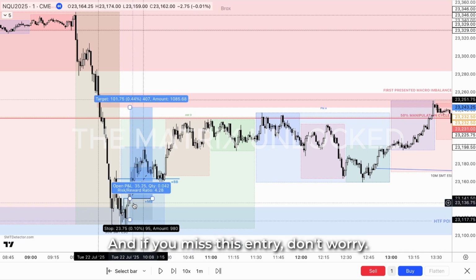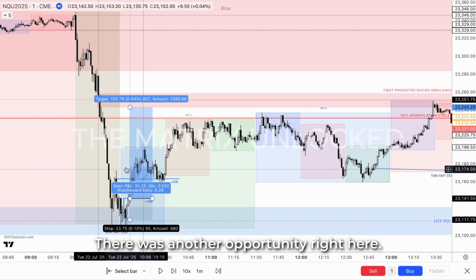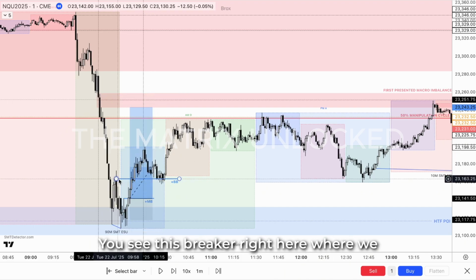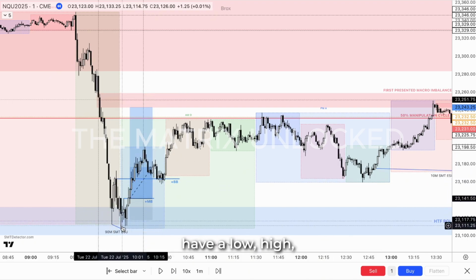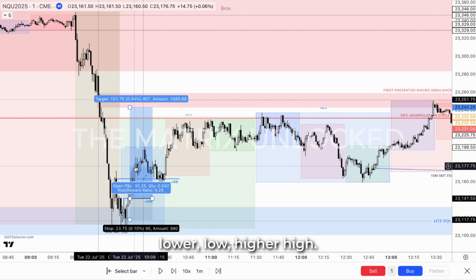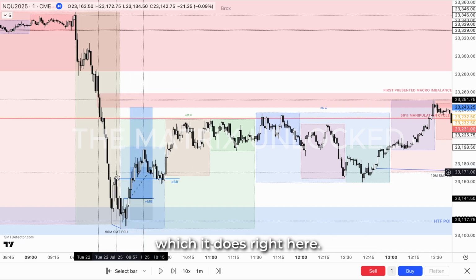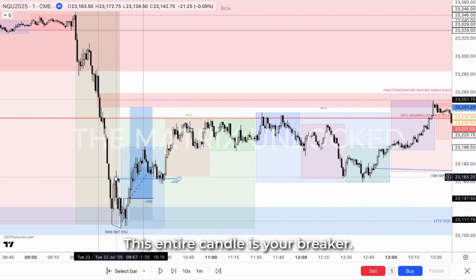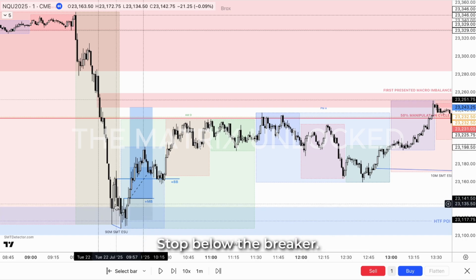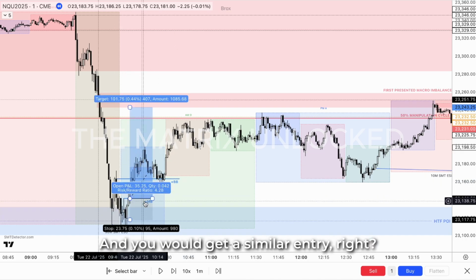And if you miss this entry, don't worry, there was another opportunity right here. You see this breaker right here, where we have a low, high, lower low, higher high. This one gets displaced exactly at 10:09. You then wait for price to retrace into it, which it does right here. This entire candle is your breaker. And you can then do the same thing, stop below the breaker, and you would get a similar entry, right?